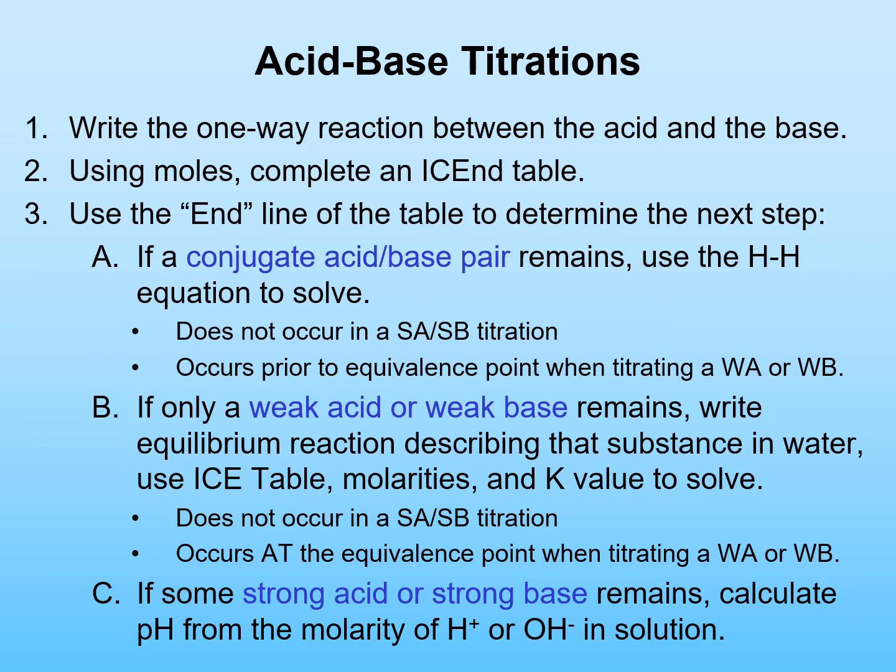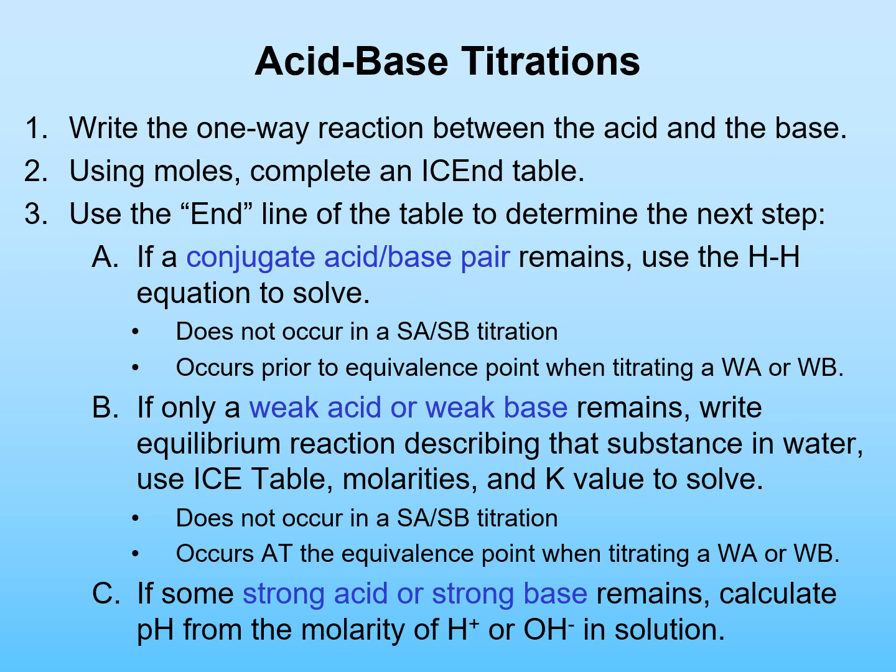I know this is a lot. It's a lot of different steps, and there's different steps depending on what type of titration you have. So you're going to write the one-way reaction between the acid and the base. So the acid and the base, what are they going to produce? Whether it's salt and water, whether it's going to be an anion in water, a cation in water, something like that. Using moles, you're going to complete the ice table, but the E stands for end instead of equilibrium. Just at the end of the titration, what do you have? And then the end line is going to determine what you have as your next step.